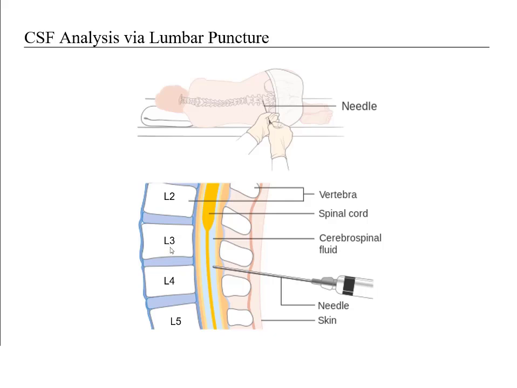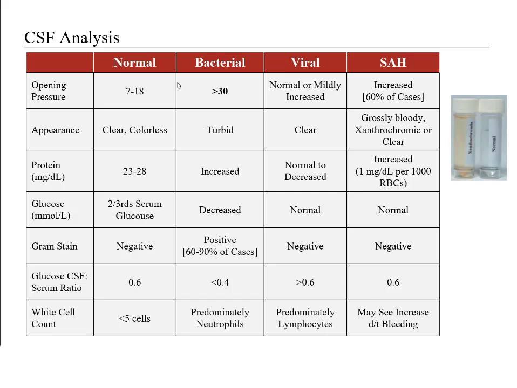Typically it's done between the L3 and L4 vertebral bodies, or between L4 and L5. But here it's being done between L3 and L4. The clinician goes in with a needle and can extract a small sample of cerebrospinal fluid. And so what do we do with that CSF? We'll do a CSF analysis.